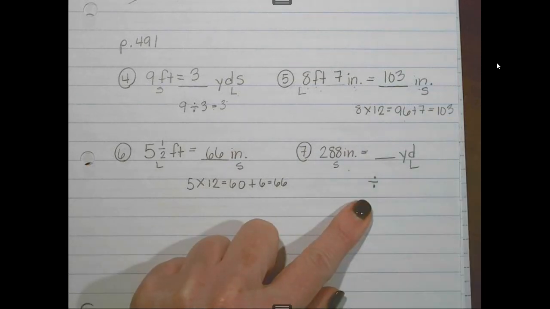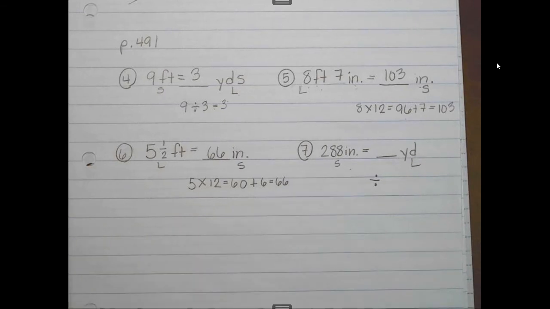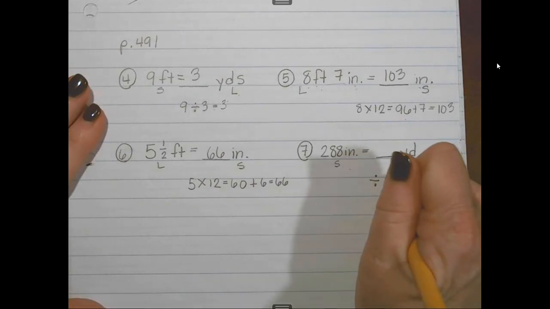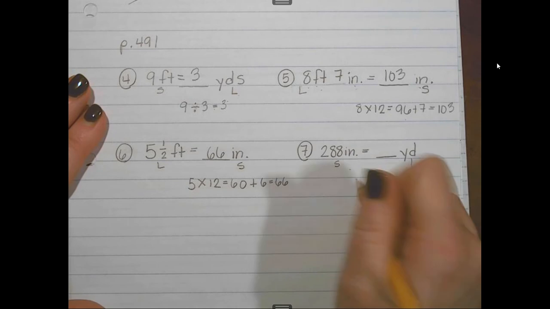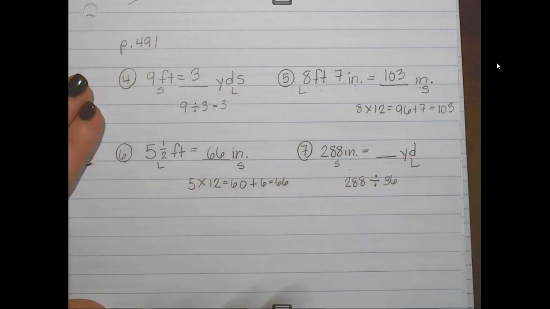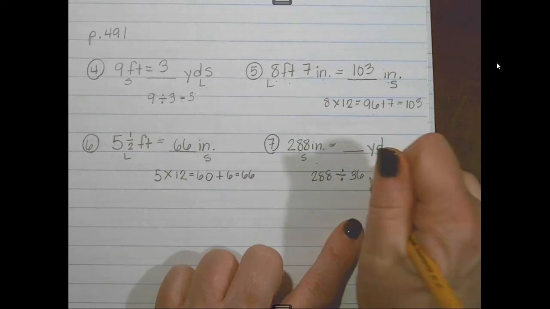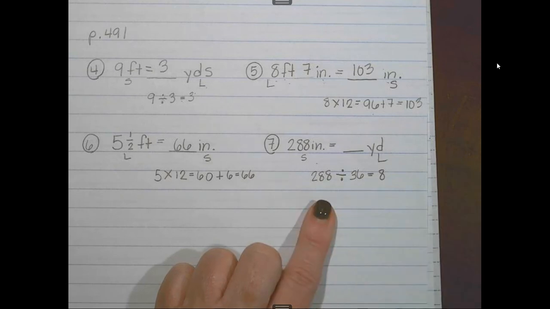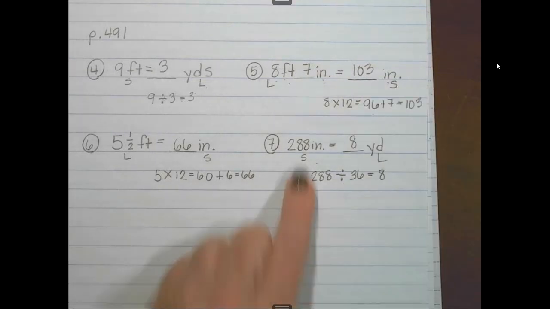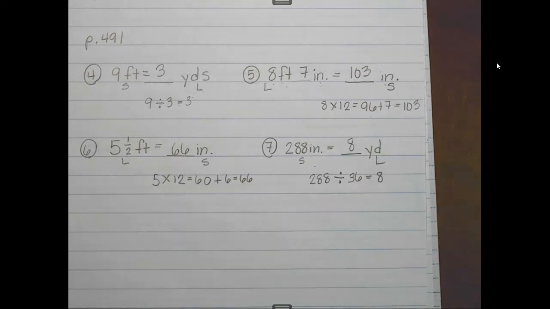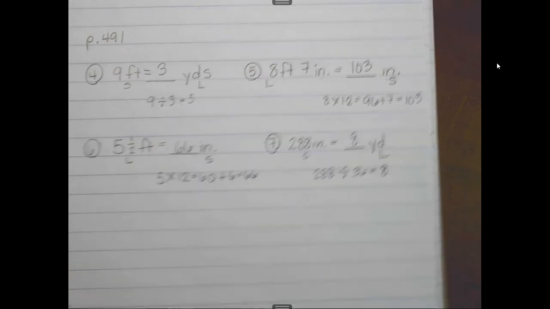I've got to get that unit rate. So there are 36 inches in a yard. I see that from my table on page 490. So I'm dividing 288 by 36, the unit rate. I am fine if you want to pause and go get your calculator. I know that 288 divided by 36 is 8 exactly. So what that means is there are 8 yards in 288 inches, or their equivalent. 8 yards is the same amount, okay?